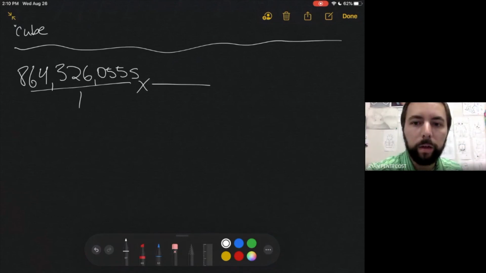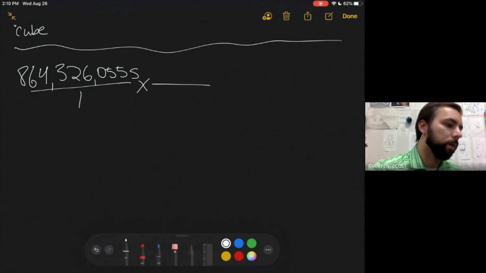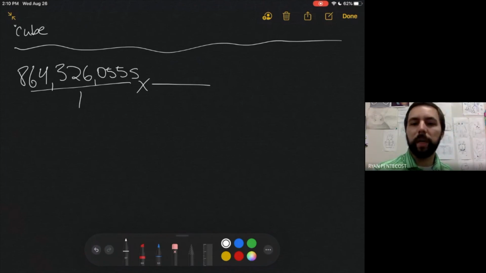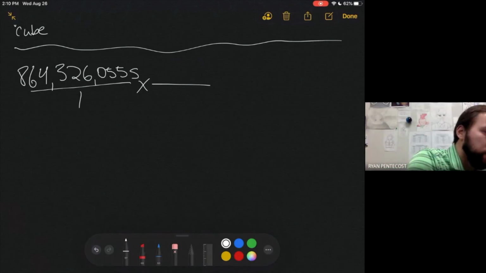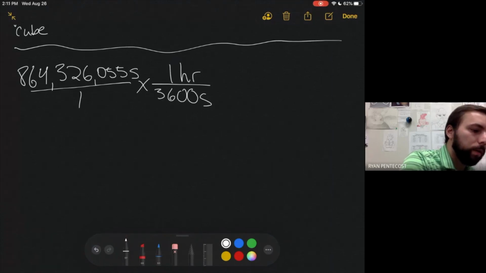Now, if we want to get that to years, what we'll do is we will baby step this all the way up to years by converting unit by unit by unit. You can always skip seconds to minutes and minutes to hours because we can do 60 times 60 is 3,600. So you have 3,600 seconds to 1 hour. Then you have 24 hours in 1 day. Then you have 365 days to 1 year.